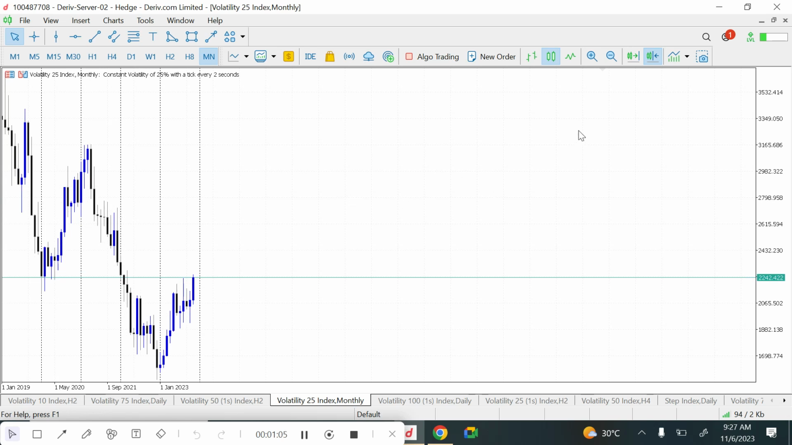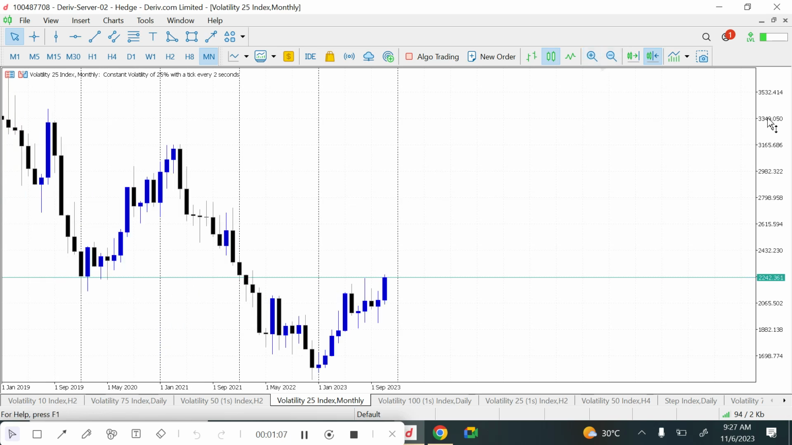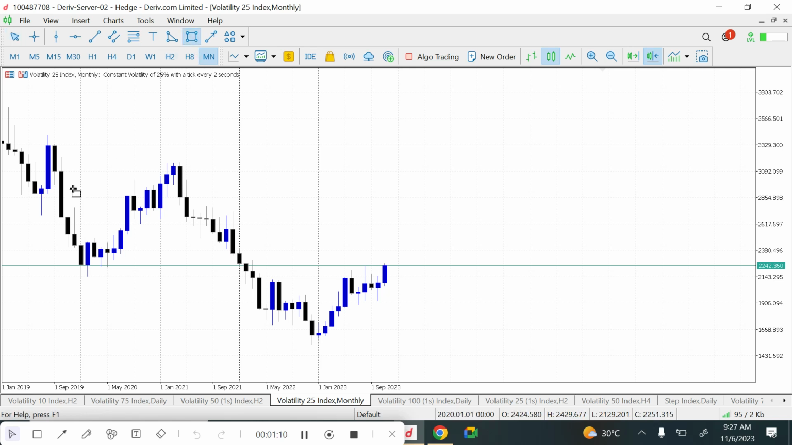On the monthly time frame, we can see that market has been in a downtrend. Okay, so we had a low, we had a high, we had a lower low, and then a lower high right here, and we have this lower low. We can even put one here and then here. So market has been moving in a downtrend.